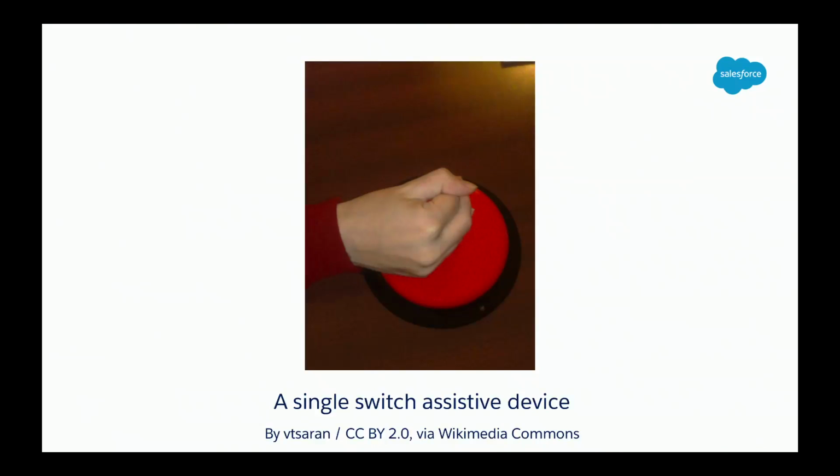Here's yet another example. This is called a single switch, and this is used by people with motor disabilities. And this allows them to interact with the computer, and it basically acts as both mouse and a keyboard.